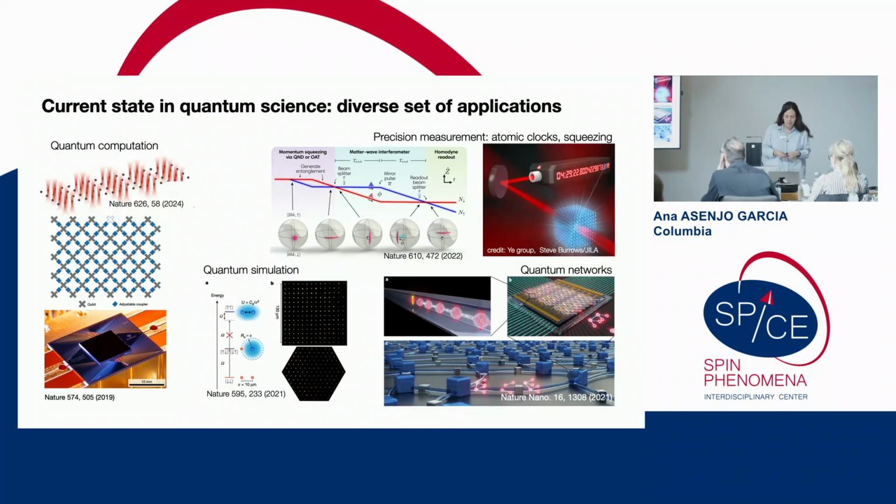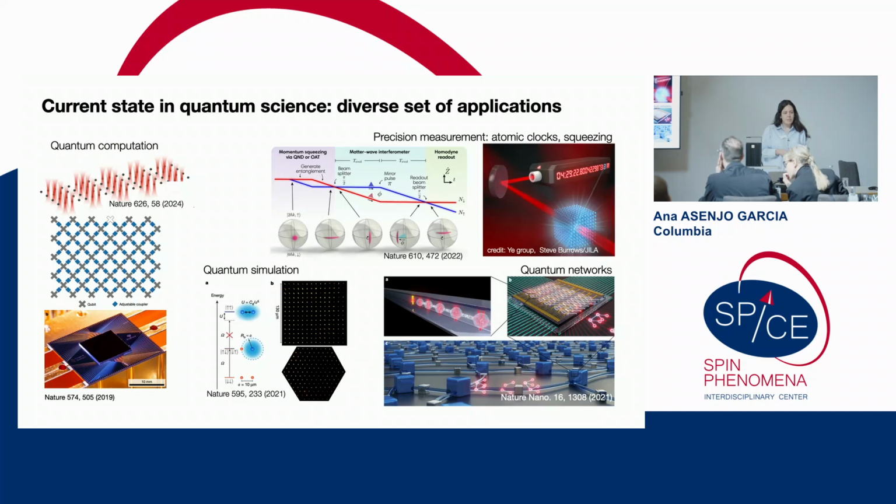When I look around at the state of the field of quantum science and technology, what I see is a huge diversity in the applications of quantum systems. This can range from quantum computation with arrays of neutral atoms or superconducting qubits, to quantum simulation, but also to precision measurements. People are interested in using, for instance, optical lattices of atoms as an optical clock, or using the spins of the atoms to squeeze them and measure better. There is also, of course, in quantum optics, interest in communicating between different places in the world, and this is where quantum networks come along.